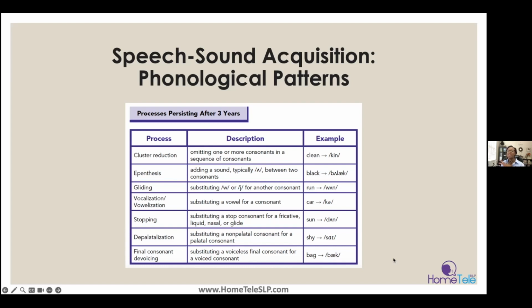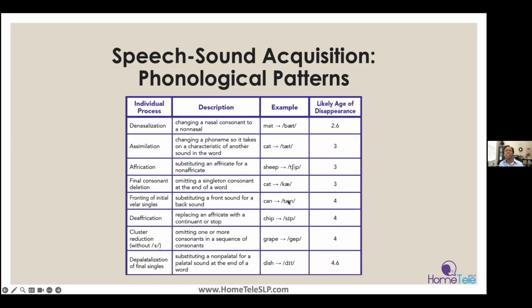So if a child is devoicing, that G sounds like a K. In the word bag, for example, the G becomes a K, and instead of saying bag, they would say back. So those are just a few examples of what that looks like, or what it sounds like, when a child is using those specific processes.